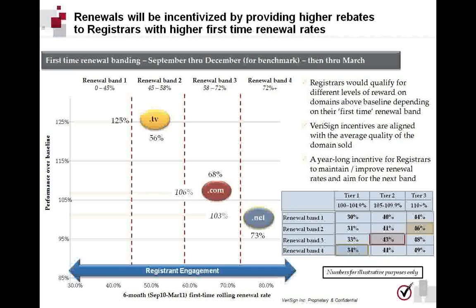Oh, okay. So that period for calculation of the renewal band also changes. It does. We want to try to keep it 4 months prior to the promotional time period, and then through the program time period, giving each registrar the opportunity to increase their first-time renewal rates during the new unit program as it's running. Got it.